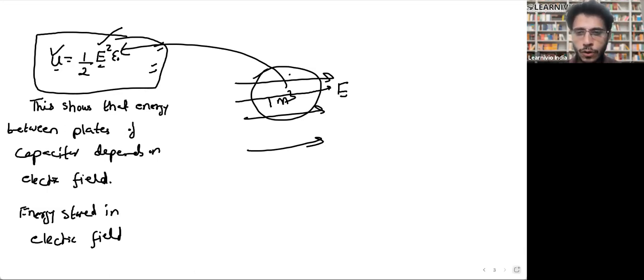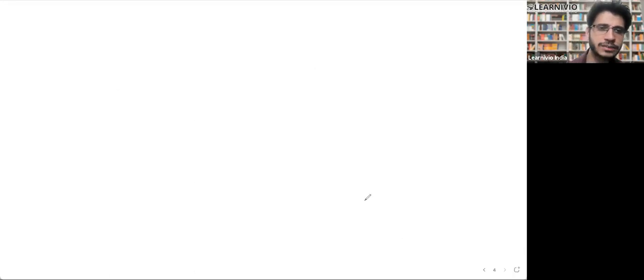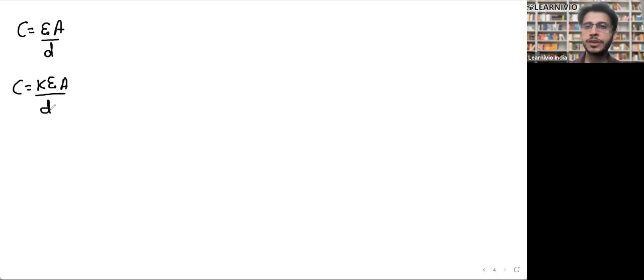Yes, sir. Okay. So in the last class, we did parallel plate capacitor. We have calculated various cases for the capacitance of a parallel plate capacitor. We calculated C is epsilon naught A by D if air is in between the plates. We wrote that C is K times epsilon naught A by D if some dielectric constant is in between the plates.